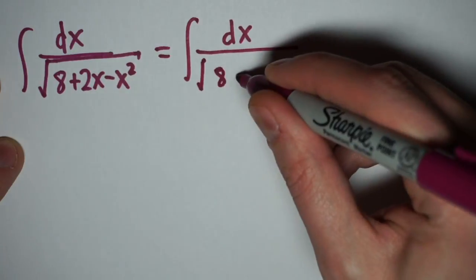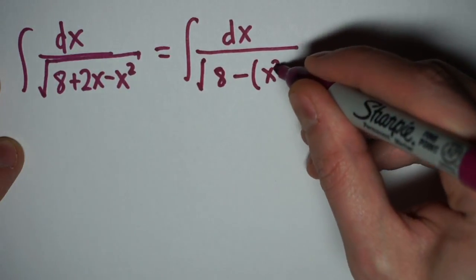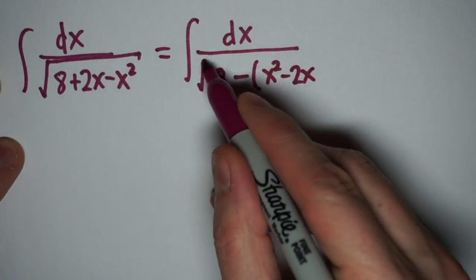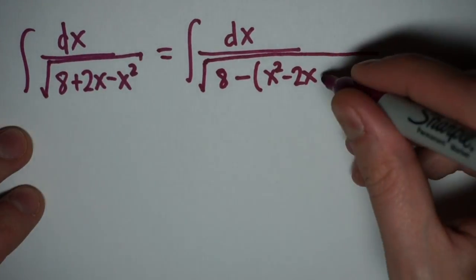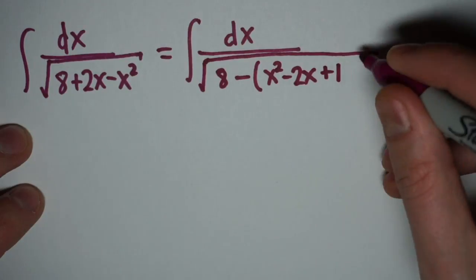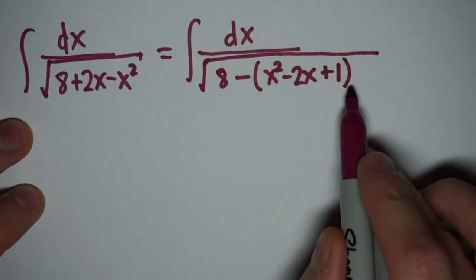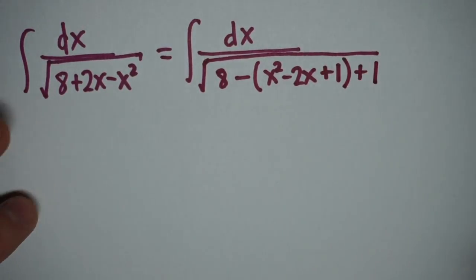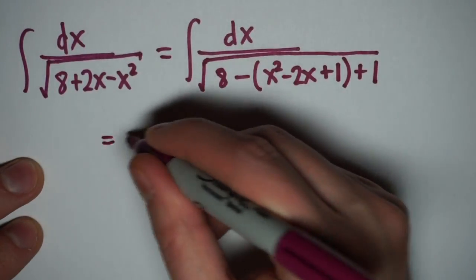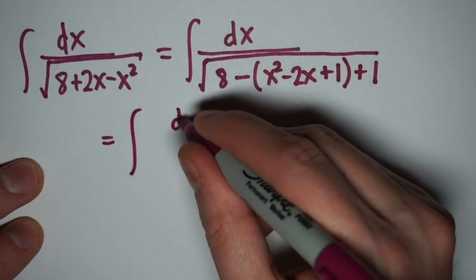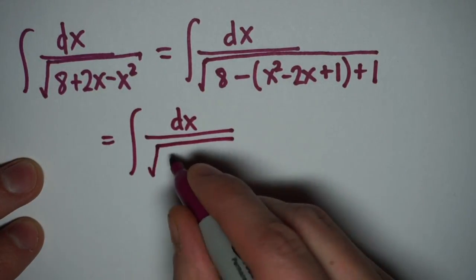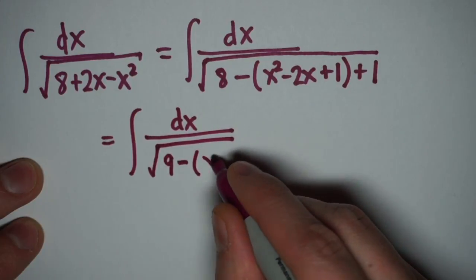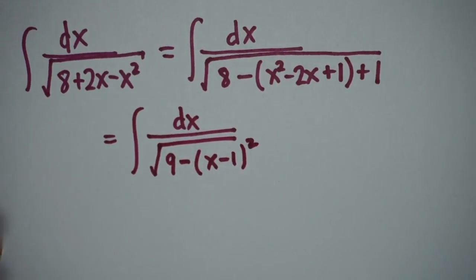And so I'm going to write my 8. I'm going to factor out this negative so that it's an easier thing to work with. And then I'll have minus x squared minus 2x. I want to complete this square, and so I'm going to add 1 to this to make it a perfect square. That's inside a negative sign, and so I need to add 1 to balance it out. And so combining my constants and changing this into a perfect square, I have the integral of dx divided by the square root of 9 minus the quantity x minus 1 all squared.